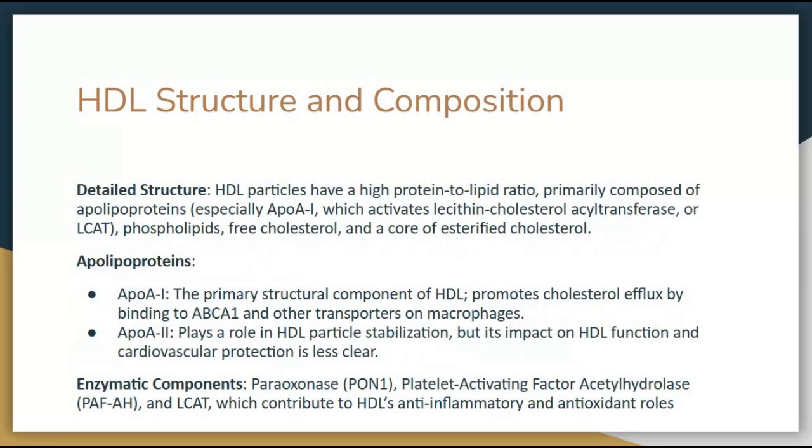In terms of composition, HDL has a high protein content compared to other lipoproteins, making it denser and smaller. Its structure includes apolipoproteins, primarily ApoAI and ApoA2, phospholipids, and cholesterol, both free and esterified. ApoAI, the main structural protein of HDL, plays a pivotal role in HDL function by initiating cholesterol efflux, particularly from macrophages and atherosclerotic plaques. HDL also contains enzymes like paraoxonase, PON1, and lecithin cholesterol acyltransferase, LCAT, which confer antioxidant and anti-inflammatory properties to HDL particles.